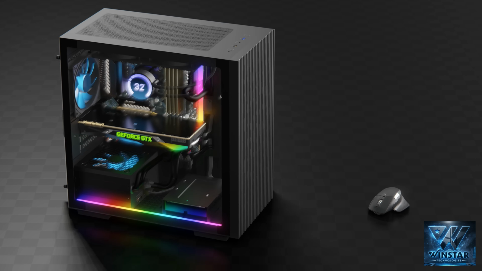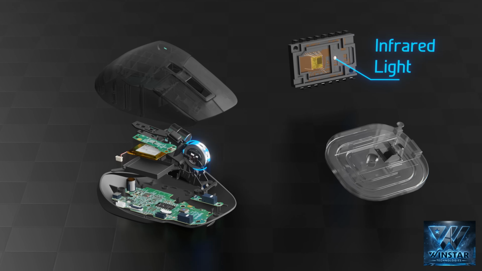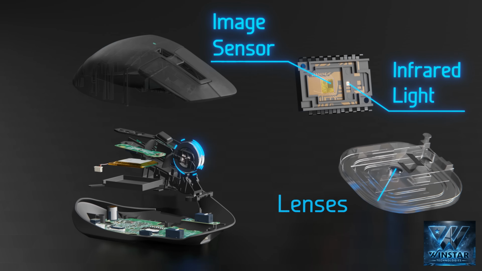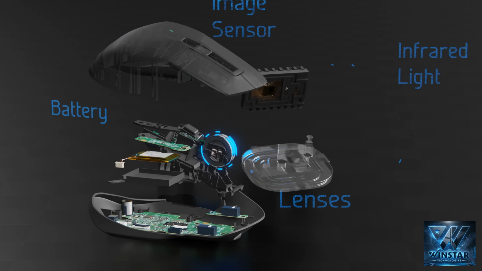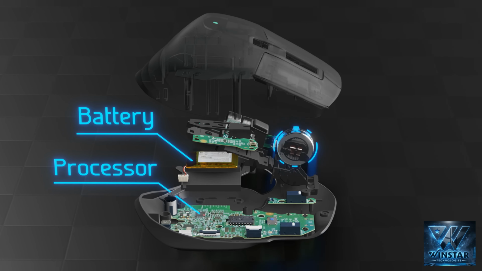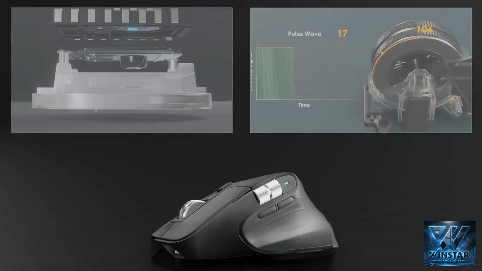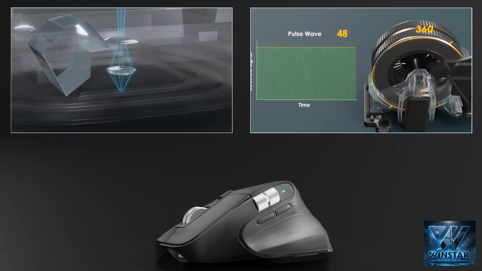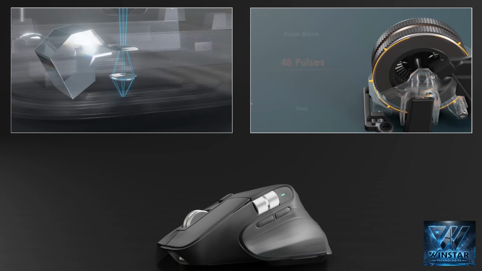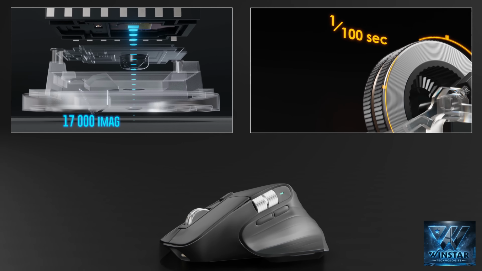And as a bonus, here's what it looks like inside a computer mouse with the scroll wheel up top, the infrared light, image sensor, and multiple lenses down here, and the battery and processor in the middle. For computer mice, we have separate dedicated videos exploring the image sensor and scroll wheel with incredible details.